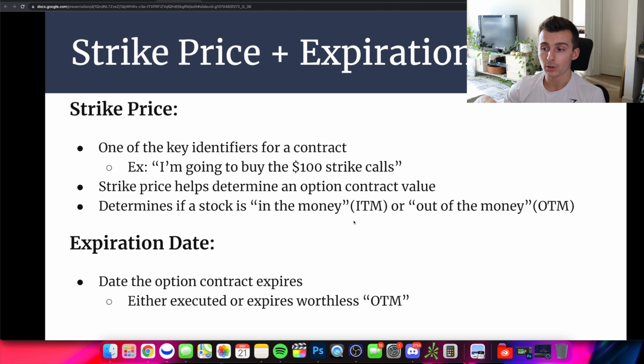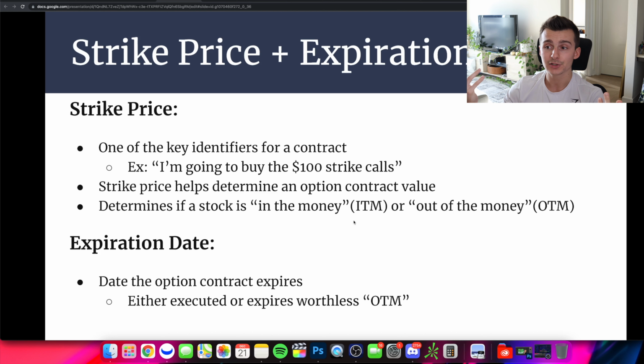And then on top of that, you'll also use the expiration date to classify that option. I'm going to buy the 100 calls out to next week. I'm going to buy the 100 calls out to January of 2024, right? You can kind of pick different time frames, and that's how you'll classify what contract you're looking at.